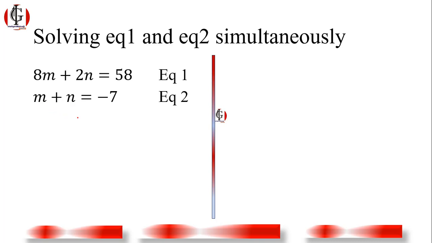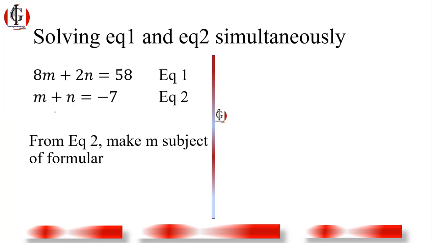I'll make m the subject of the formula. Making m the subject of the formula, I'm having m plus n equals minus 7. Then m is going to be minus 7 minus n. So my m is minus 7 minus n. So let's call that equation 3.